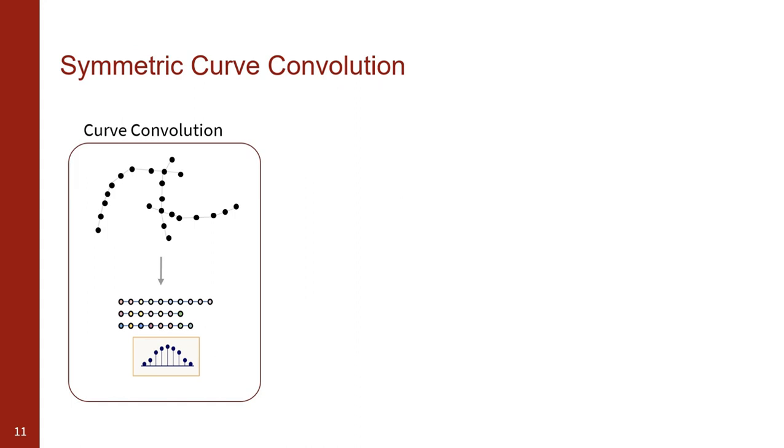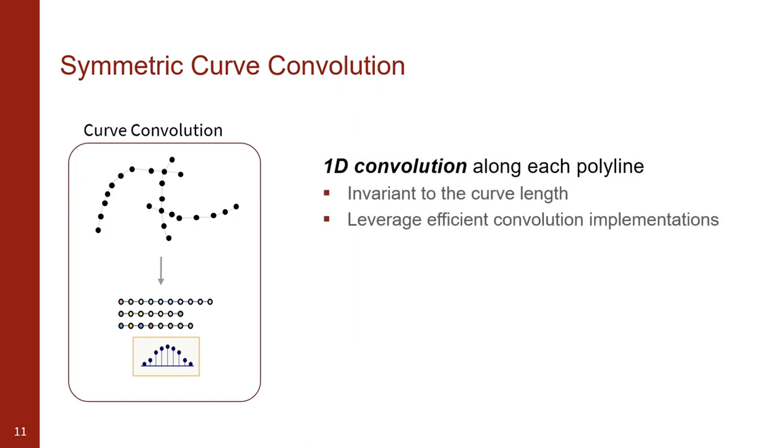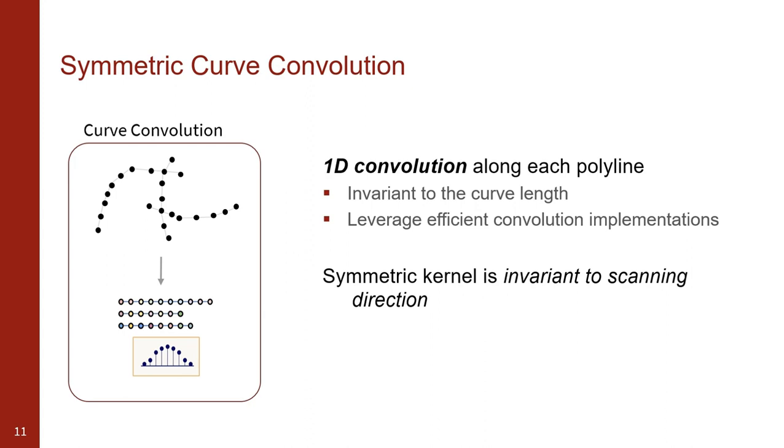Third and finally, we apply symmetric 1D convolutions along each polyline, treating the polyline as a 1D sequence. Importantly, this lets us leverage highly efficient convolution implementations, while still traversing the 3D space in a meaningful way.